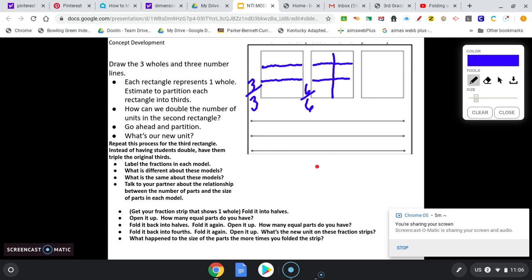So now, if we wanted to repeat this for the third rectangle, instead of having doubles, let's triple the original third. So if I have 3 and I triple 3, I can count by threes. So 3, 6, 9. So now I'm going to have 9 equal parts. So I have thirds, and then if I partition again, now I have 1, 2, 3, 4, 5, 6, 7, 8, 9 equal parts. So this shows 9 ninths. So what is the relationship between the number of parts and the size of the parts? The parts keep getting smaller, don't they? Yeah, very good.